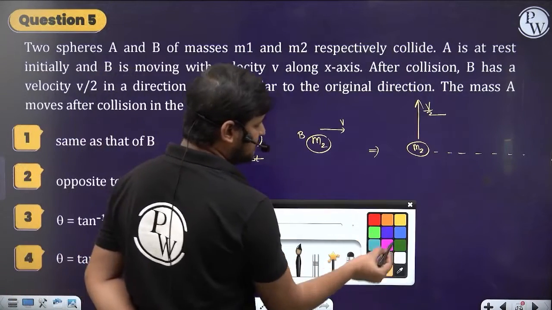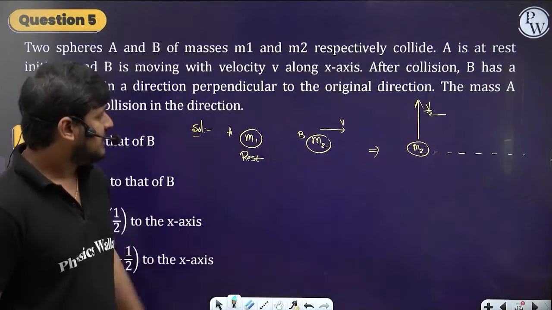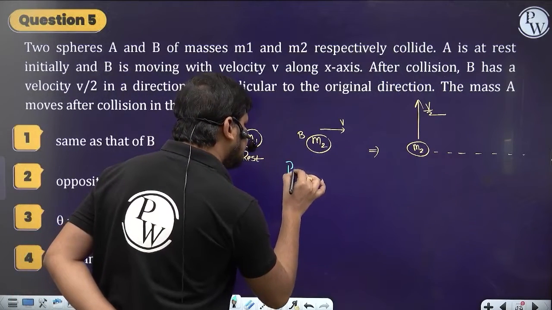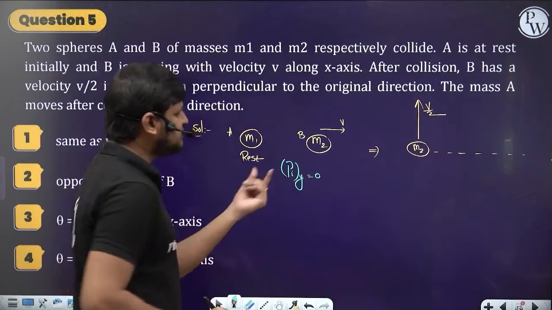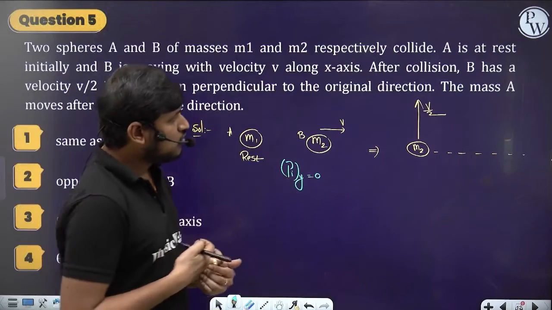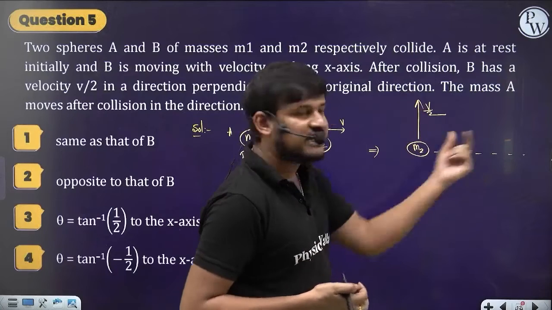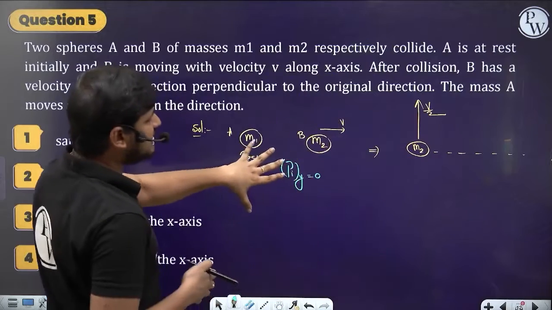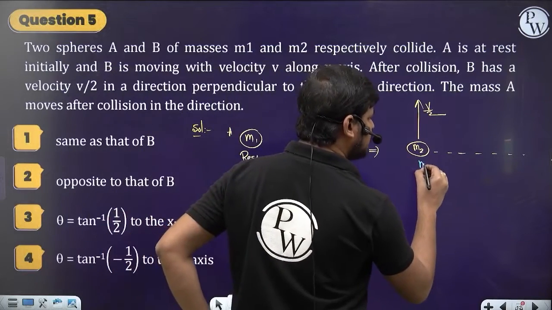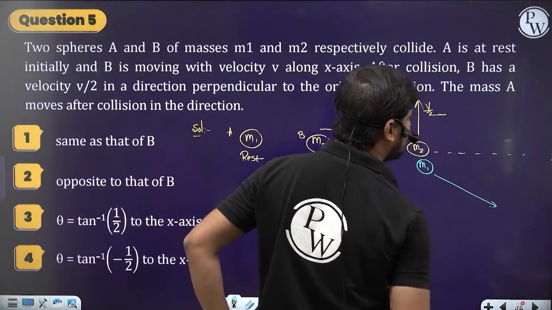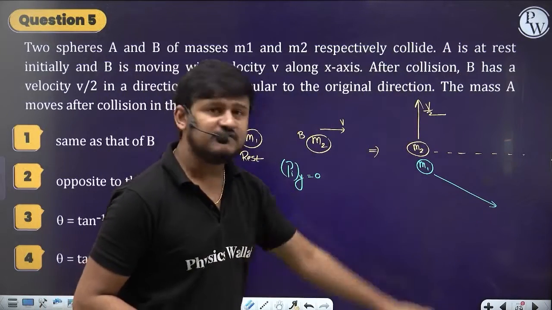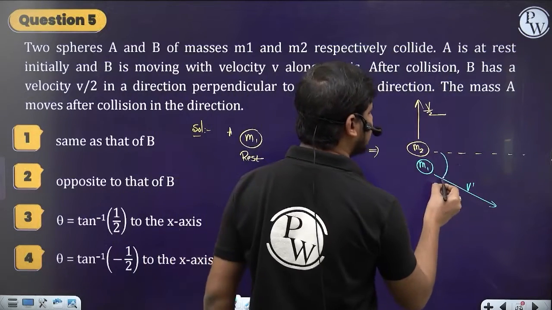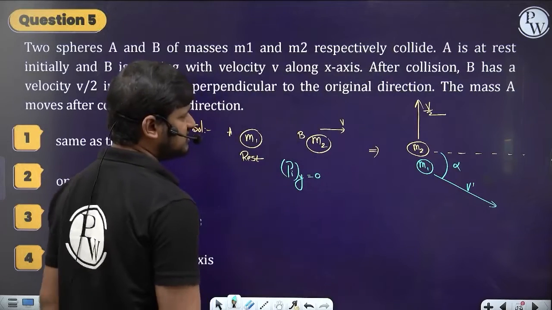See here, the simple logic in these questions is that initially one is at rest and the other is moving only in the x direction, so the initial momentum in the y direction is 0. Now m2 is moving perpendicular to the original line, so there is momentum in the y direction finally. But it should not be there, so m1 should move with some velocity, let it be v dash, at an angle. Let's consider this angle as alpha or theta, whatever you like.